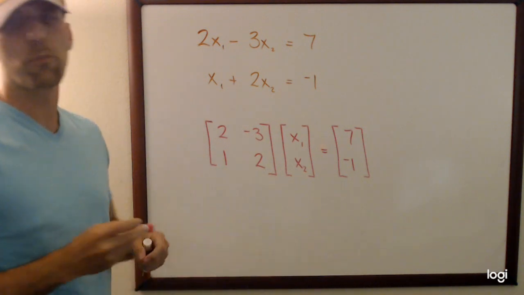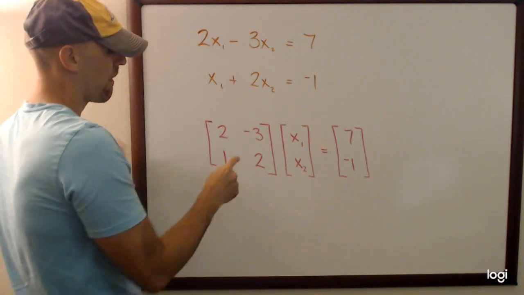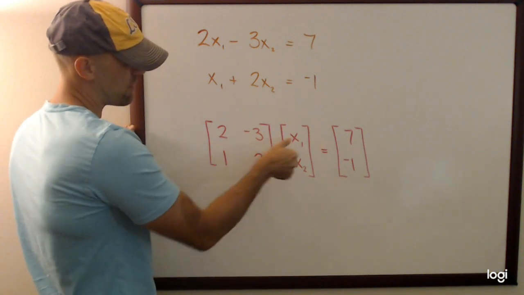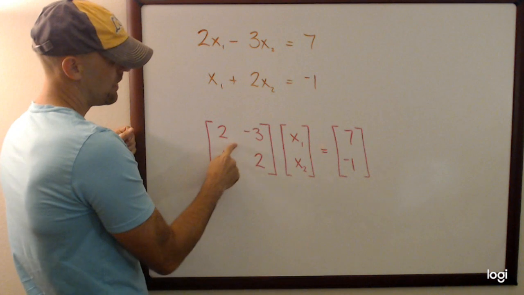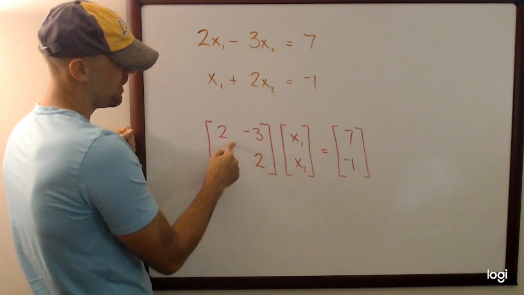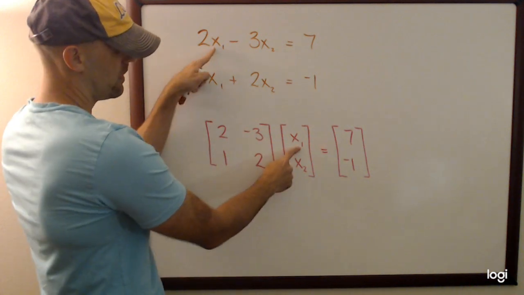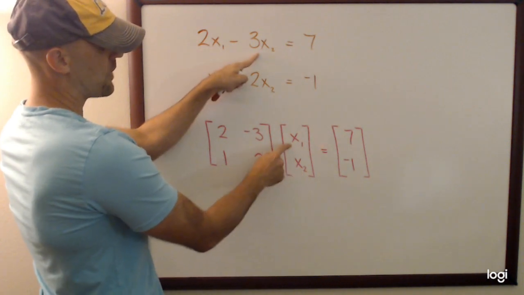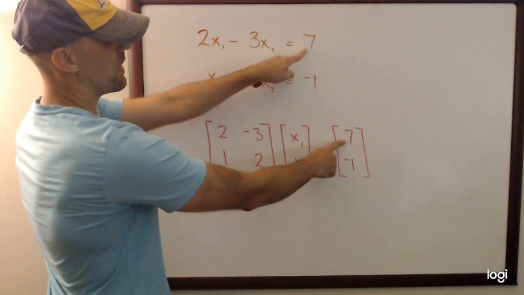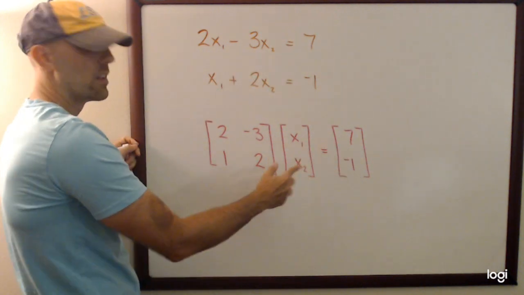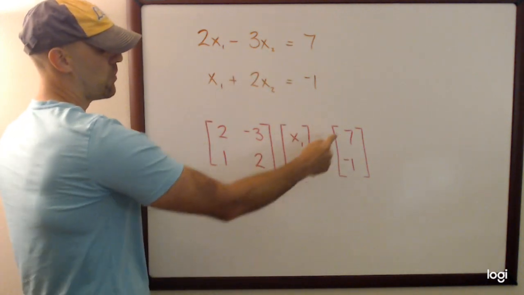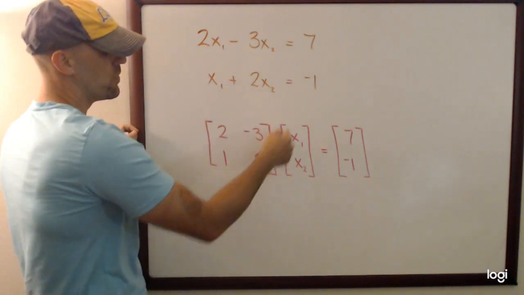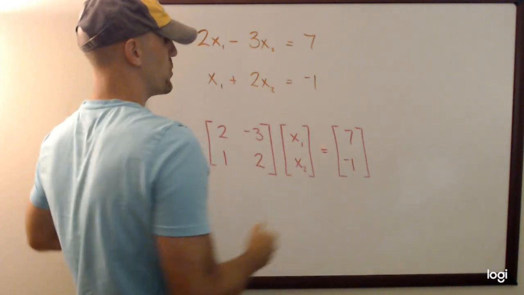Remember how we multiply matrices together. You take row times column. So if I take the first row times the first column, that's row 1, column 1, that's 2 times x1, -3 times x2, and that should be equal to the 1, 1 entry, 7. That's exactly what this is. So row 1 times column 1 equals the 1, 1 entry. That's my first equation. Row 2 times column 1 gives me my 2, 1 entry.